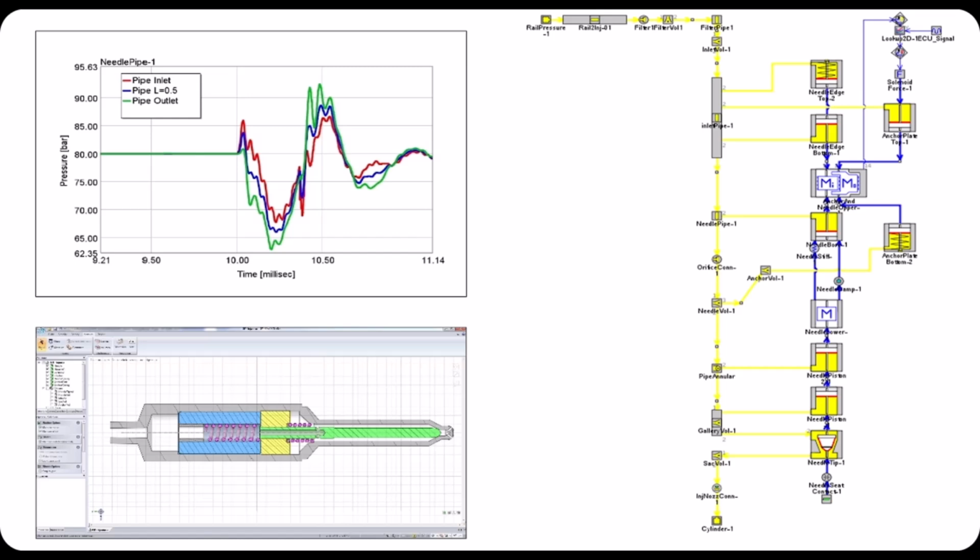The plot on the left shows the static pressure in needle pipe 1 at various locations along the pipe length.